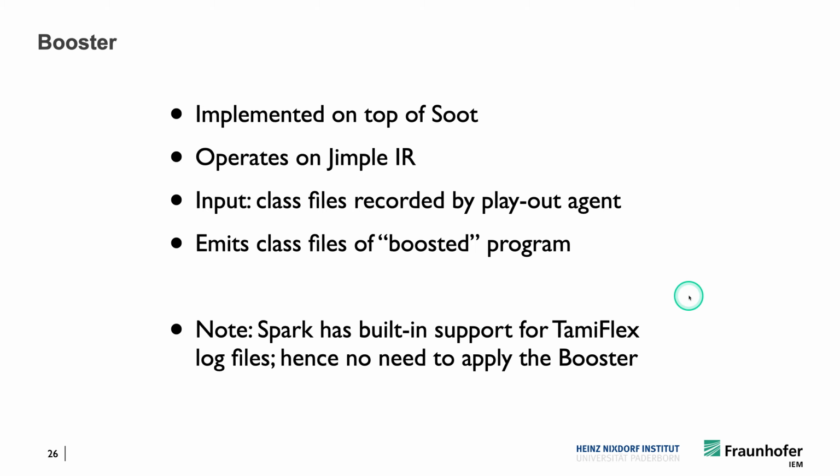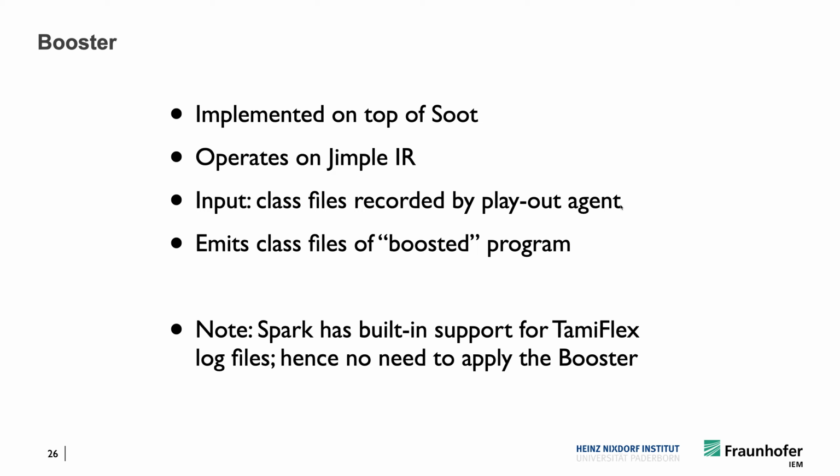So the booster itself is also implemented on top of Soot. So if you want to boost code, you basically give a jar file as an input, or you give some program as an input to Soot. You would then also give it a logging file as an input that was recorded by the playout agent, right? And so basically everything that's output by the playout agent, you can just provide to Soot. You can just give it a pointer to this out directory. And then Soot will instrument the program, or will transform the program directly on the Jimple intermediate representation.